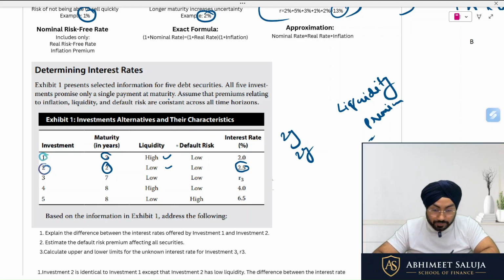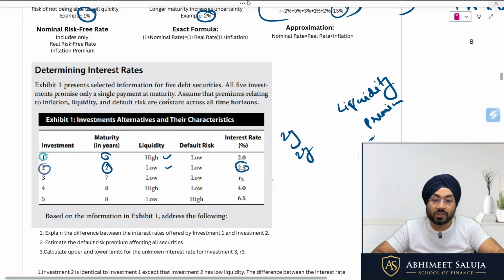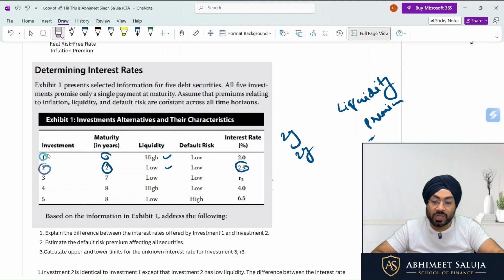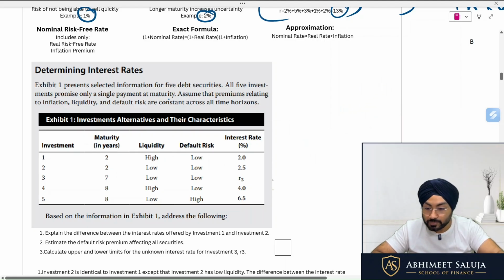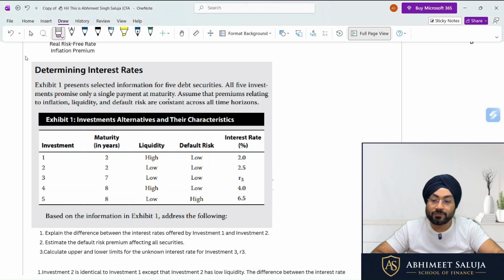Investment 1 is offering me 2%. Investment 2 will be offering me 2.5% because investment 2 has lower liquidity. I won't be able to sell that asset at an exact valuation whenever I wish to. So 0.5% is the liquidity premium. Estimate the default risk premium affecting all securities. What is the default risk premium? What if the company fails to return my principal or the interest which the company has promised me to pay? That is basically the default risk premium.